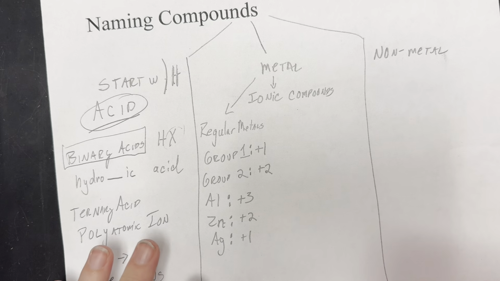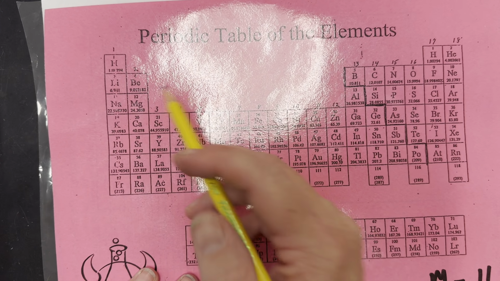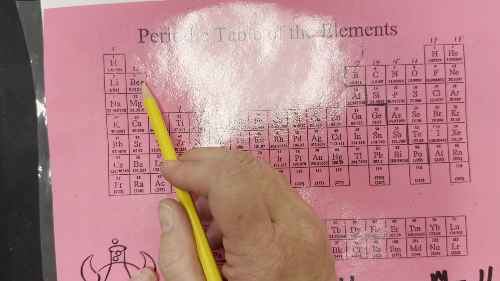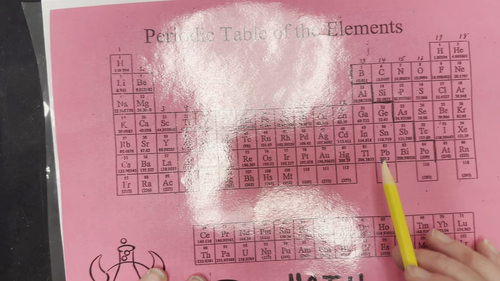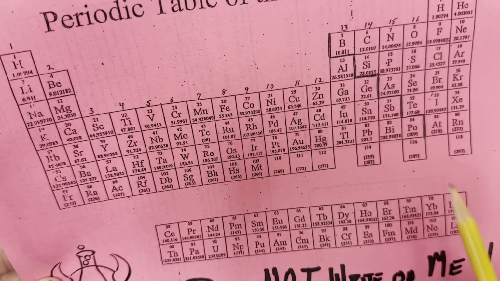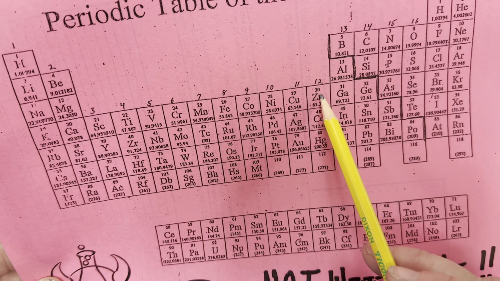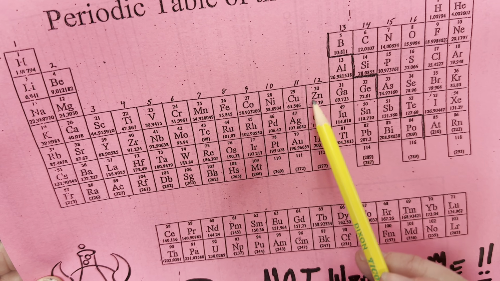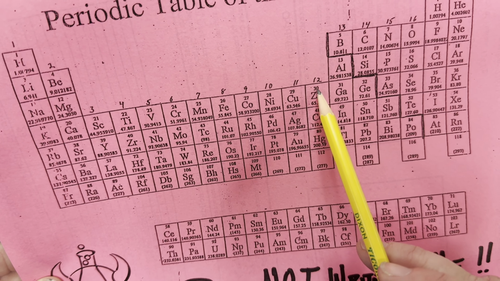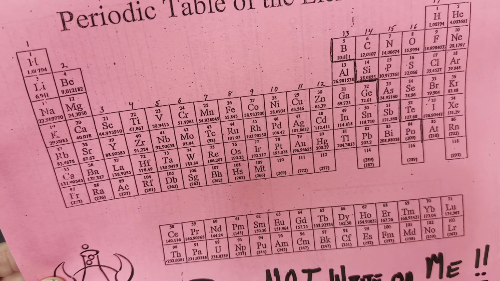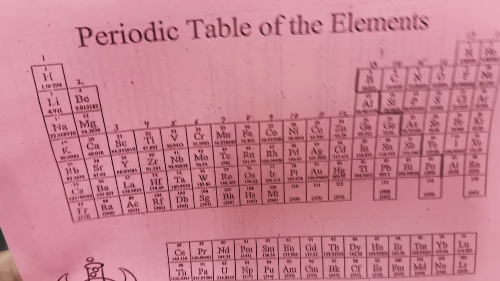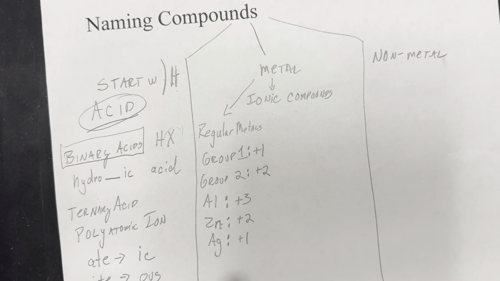Okay, so again, looking at your periodic table, group 1 is always +1, group 2 is +2, sorry about the glare there. I'll try and hold this up. Then we have aluminum, zinc, silver. What's nice is they're diagonal in a line, plus 3, plus 2, plus 1. Really important that you memorize those regular metals, okay? If you are a regular metal, you just simply name that metal and continue on with your naming.